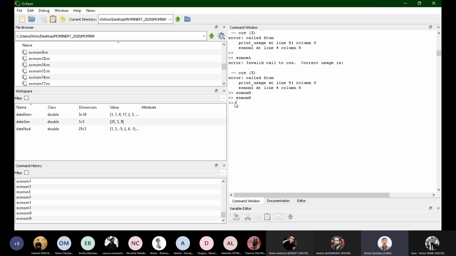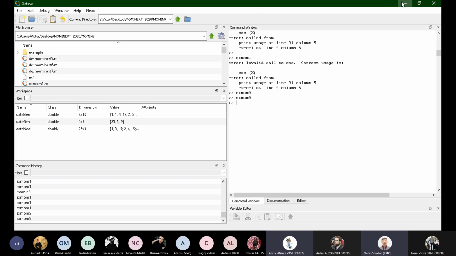Nothing. Why? So a problem may be due to the desktop. Let's put all the files on the disk D or C. Close this one. You can use exit or just close. Close the Octave. You may also type exit in a command. So I close that. Type exit. Exit. Okay.